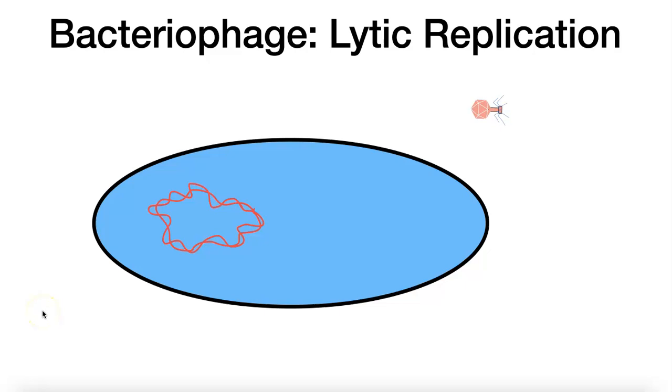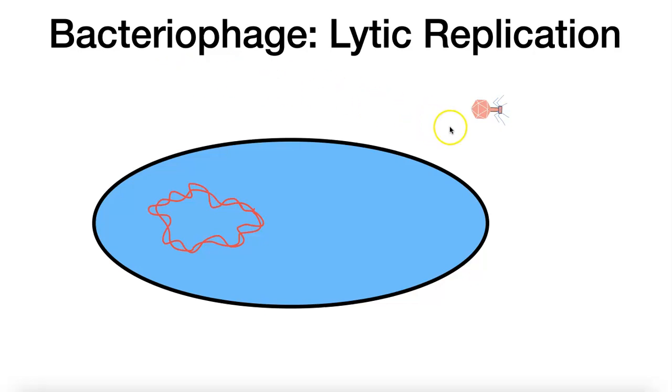This video is focusing on lytic replication. This is one of two ways that bacteriophage can make more copies of themselves. Another way that bacteriophage can replicate is through what's known as lysogenic replication, which is covered in another video. Remember what bacteriophage are? These are viruses that use bacteria host cells to make more copies of themselves.